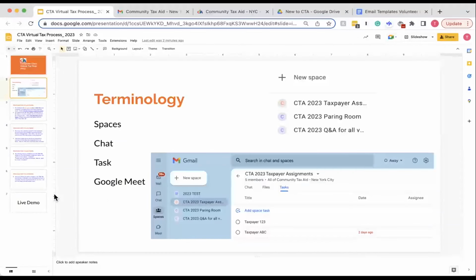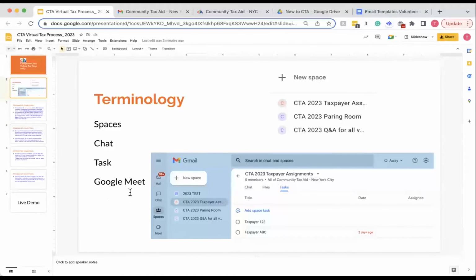Some people prefer to do a phone interview with the client. So again, you can do a phone interview as long as that person has been a previous client of CTA. If it's new to CTA, it must be a video call. And that's just to verify their identity.